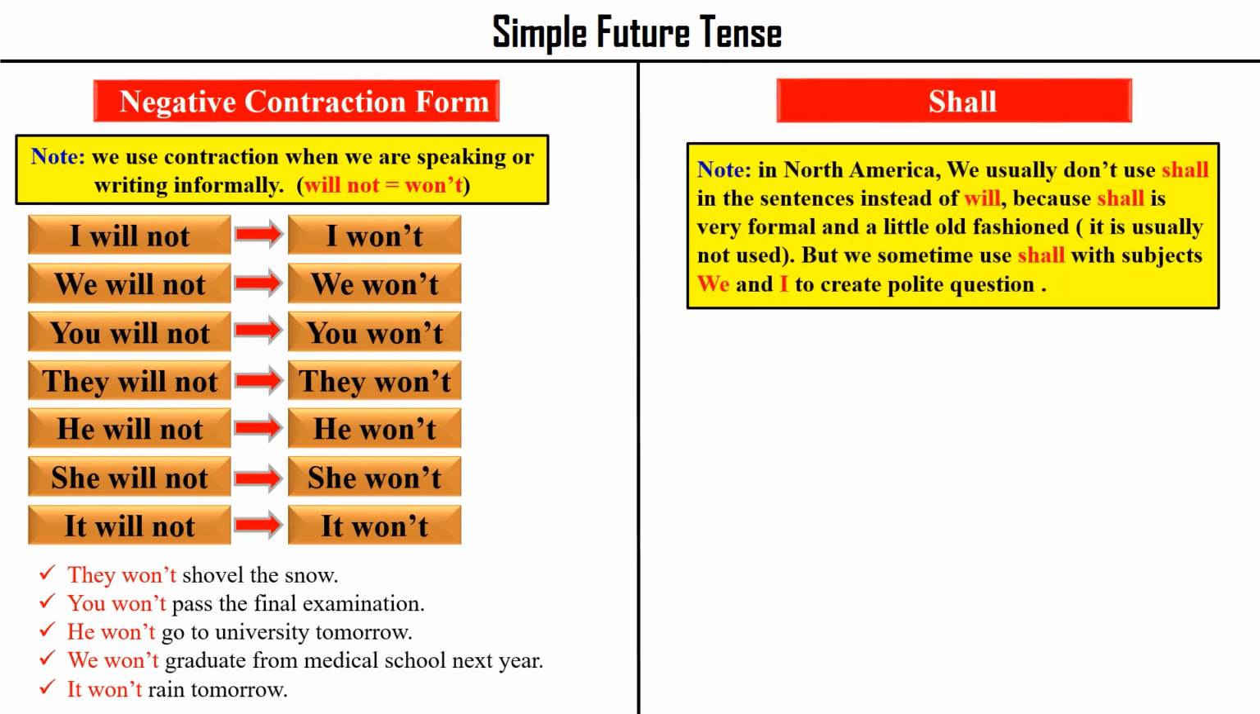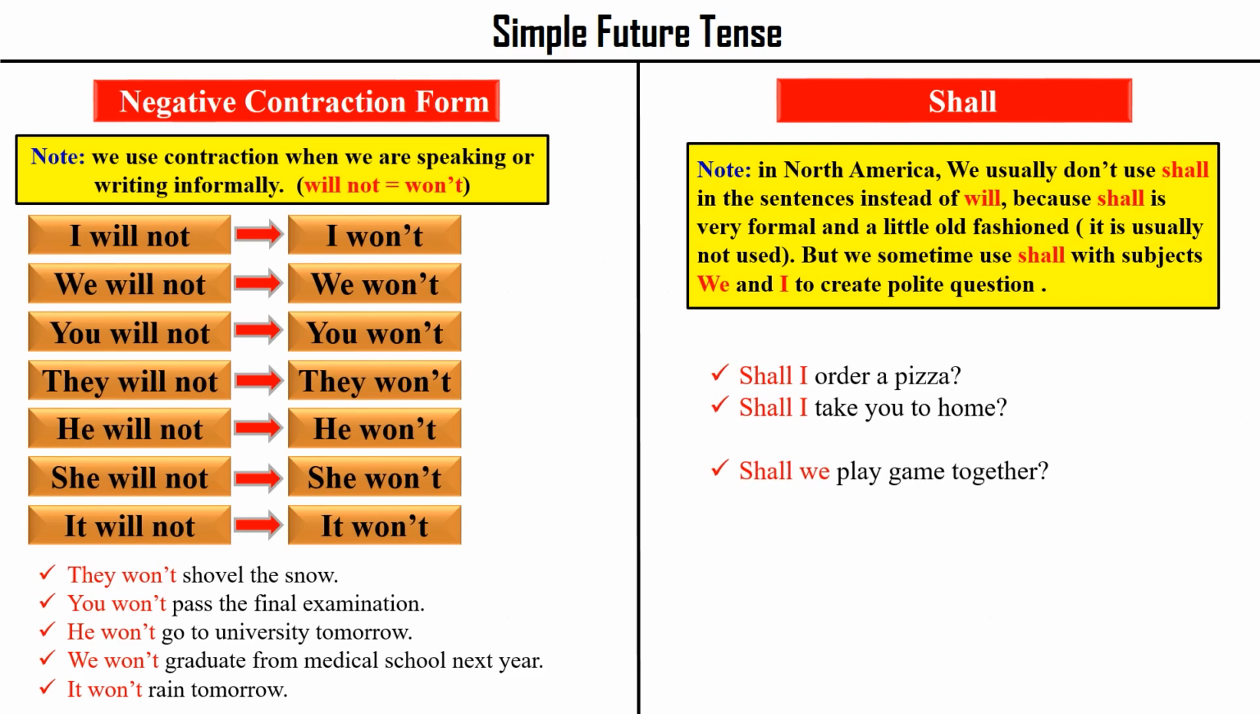Shall. In North America, we usually don't use shall in sentences instead of will, because shall is very formal and a little old-fashioned. It is usually not used, but we sometimes use shall with subjects we and I to create a polite question. When we are asking a question politely, we can use shall. For example, shall I order a pizza? Or shall I take you home? Or shall we play a game together? Or shall we begin the lesson?